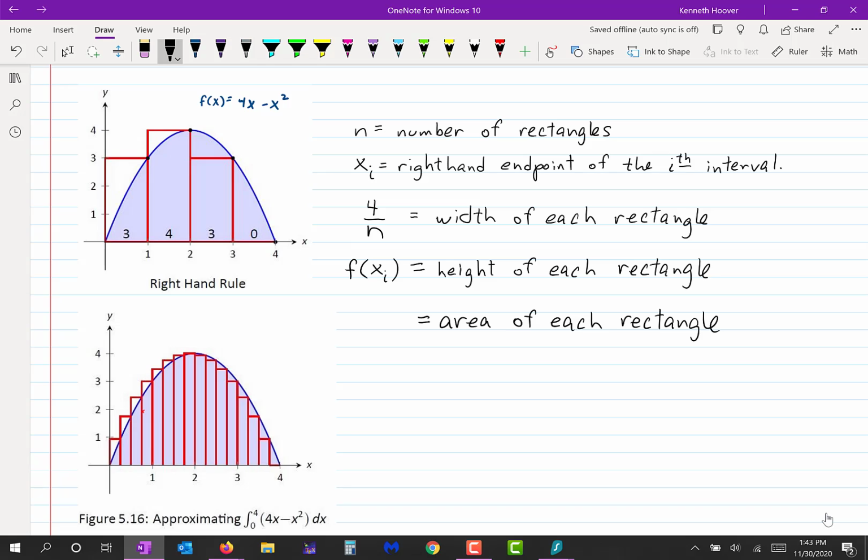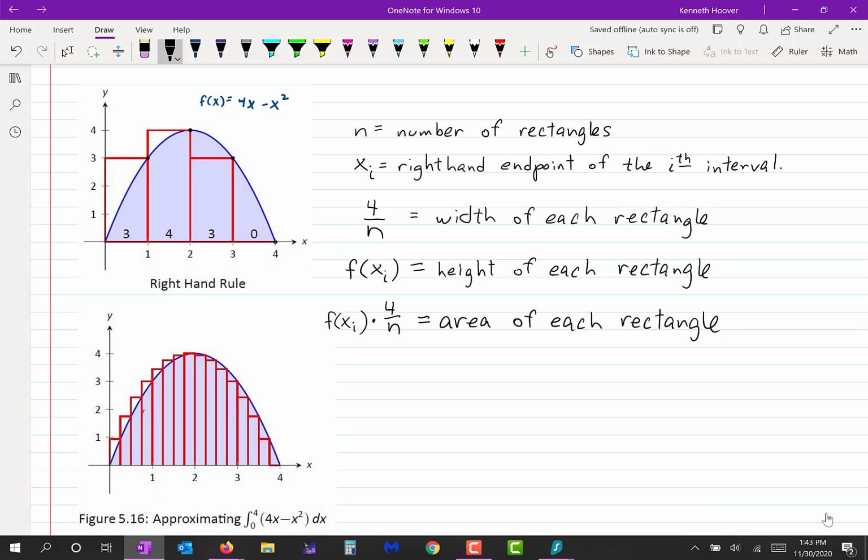Well, area is height times width. So it would be f of xi times 4 over n. Okay?